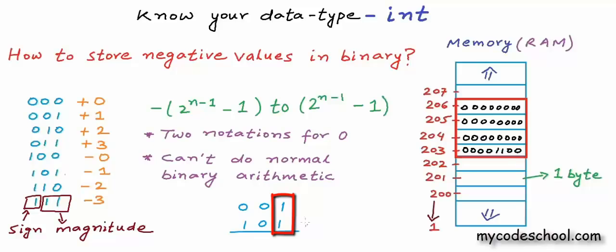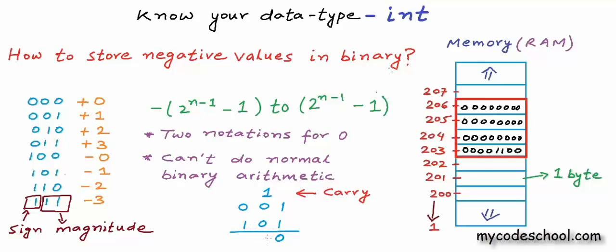We need to find the sum of the digits, and if the sum is greater than 1, we need to take a carry. Here the sum of these two digits would be 10, that is 2. So we'll keep a 0 here and take 1 as carry to the next position.